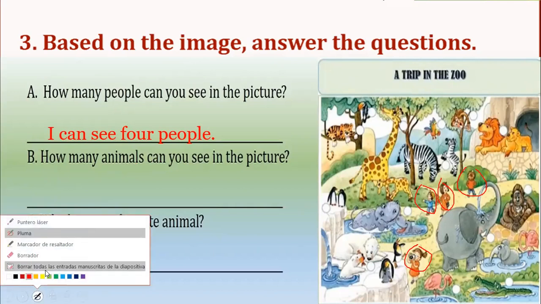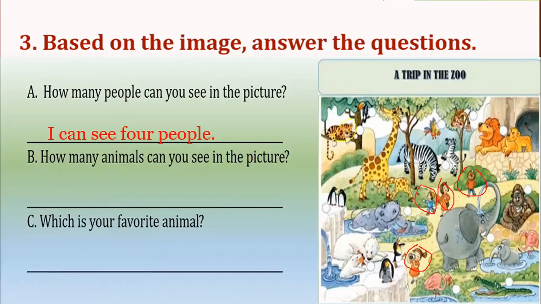B, how many animals can you see in the picture? Entonces, yo empiezo aquí ahora a contar. 1, 2, 3, 4, 5, 6, 7, 8, 9, 10, 11, 12, 13, 14, 15, 16, 17, 18, 19, 20, 21, 22, 23, 24, 26. Okay. And then I can see 26 animals. Puedo observar 26 animales.